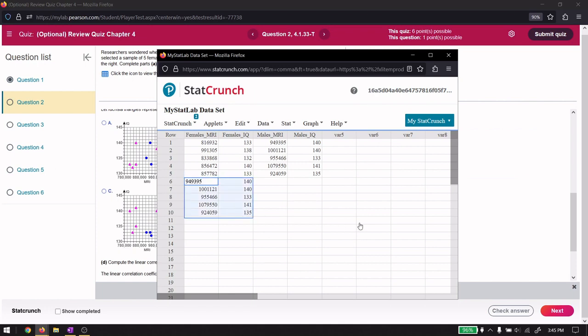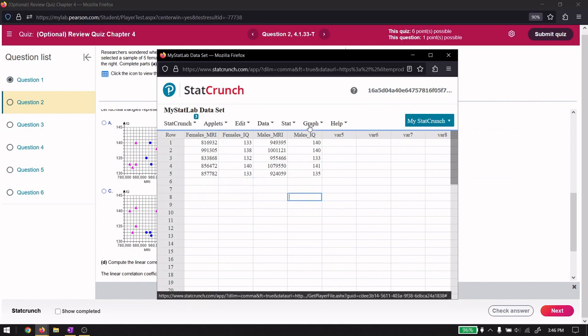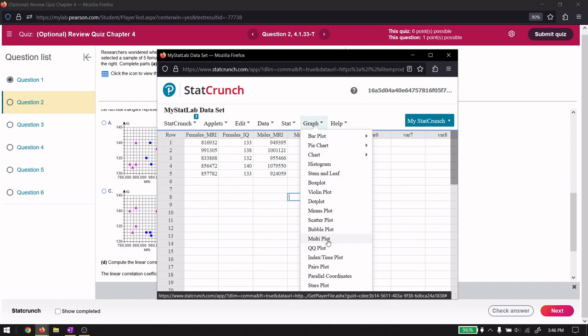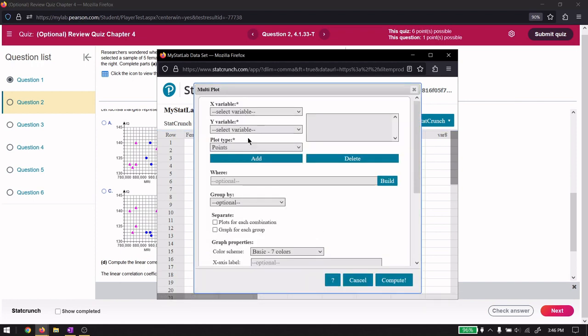I'm going to go ahead and delete these. And then I can go graph, multiplot. That allows me to plot multiple sets of data on the same graph. The first one's going to be the female explanatory, the female response, and I'm plotting the points. So we're going to add that. That's the first plot. The second one's going to be the male version of that. And add that. Then hit compute, and there we go.